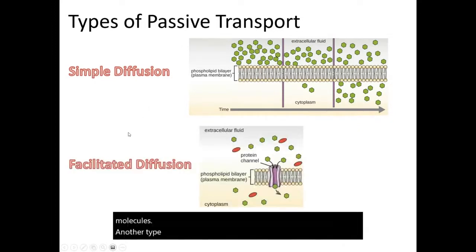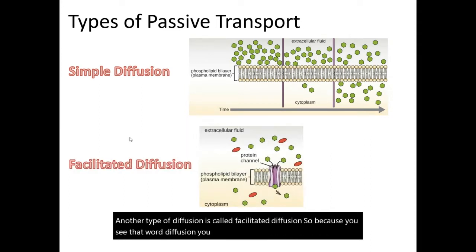Another type of diffusion is called facilitated diffusion. So because you see that word diffusion, you know we're still talking about passive transport. Molecules are still going down the concentration gradient, but now they need help. That's what facilitate means, to help, right?